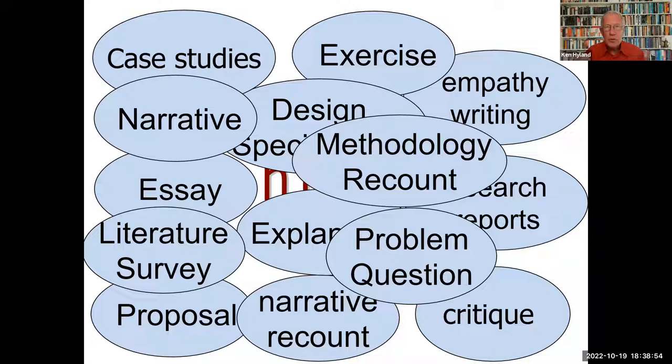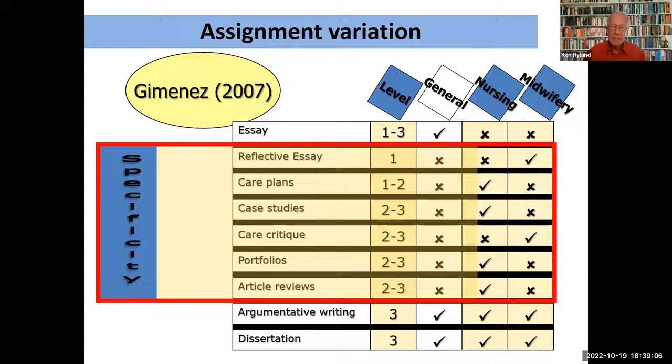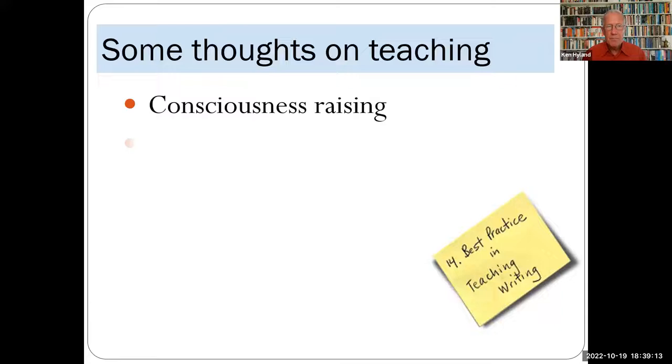Even in closely related fields, students are given very, very different assignments. So Jimenez found that nursing and midwifery students write very different assignments. So we can see that there was very little overlap there.